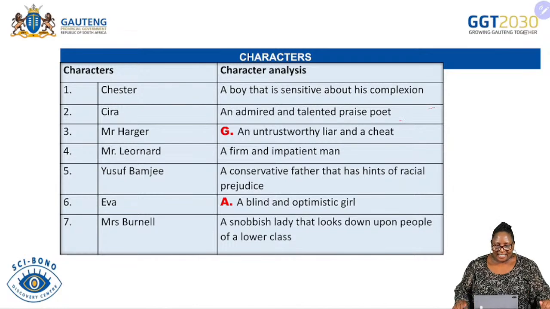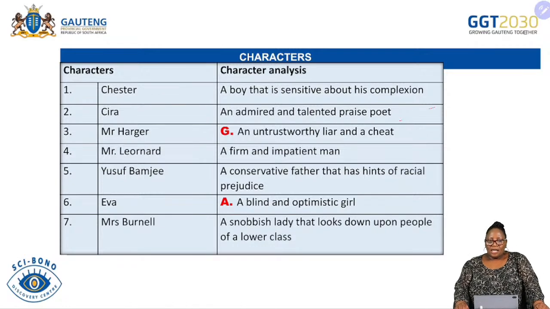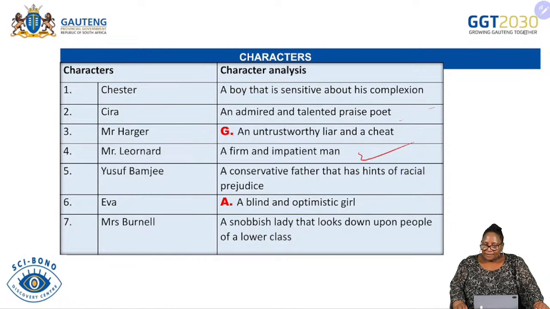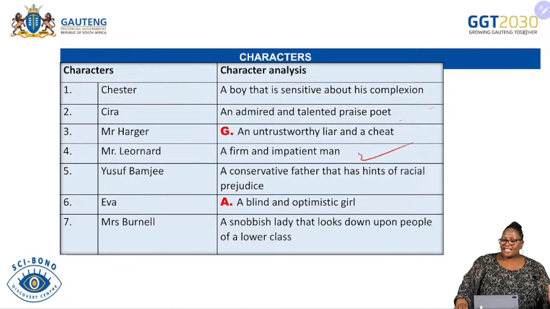Give yourself a hand there. Mr. Hager. Who is he? An untrustworthy liar and a cheat. Mr. Leonard. He's a firm and impatient man. Give yourself a tick. Yusuf Bamji. Who is he? A conservative father that has a hint of racial prejudice.